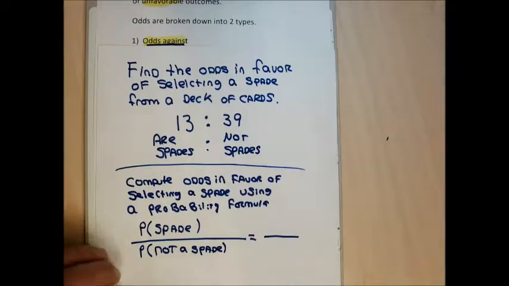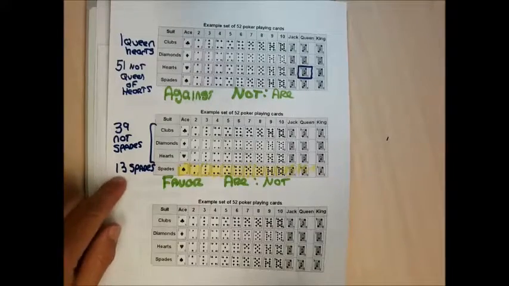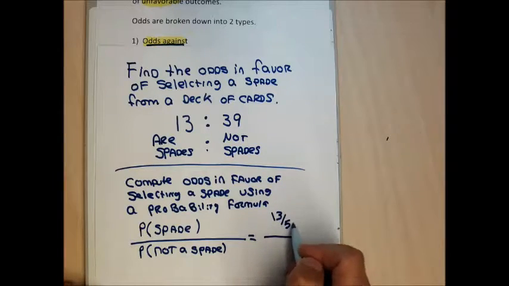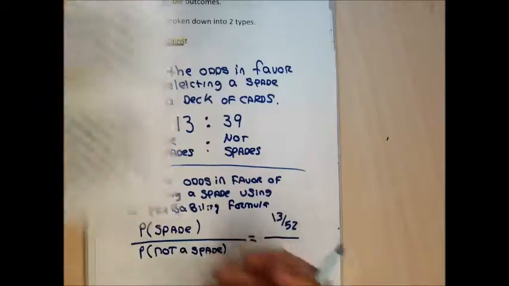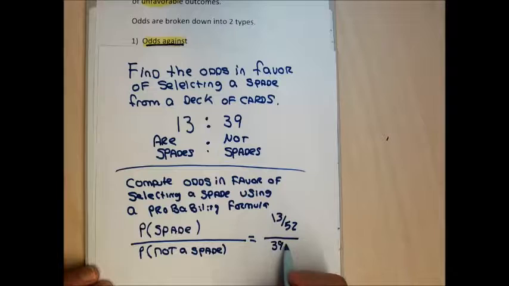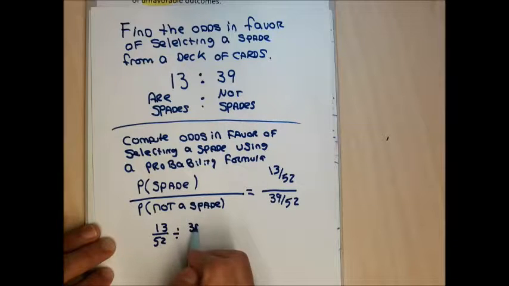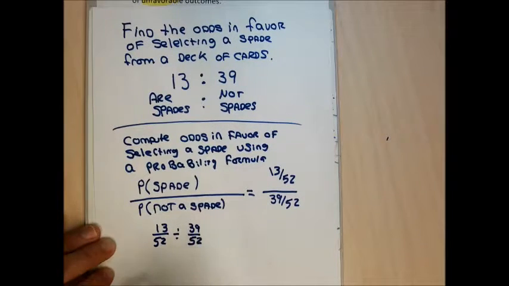I'm going to do this with fractions now. The probability that I select a spade, if I pick one card from a deck of cards, because there's 13 spades of the 52 cards, is going to be 13 over 52. And the probability of selecting not a spade, because there's 39 cards of the 52 that aren't spades, would be 39 over 52. I'm going to do the same thing that I did in the last example. I'm going to rewrite this as 13 over 52 divided by 39 over 52. If it bugs you that I didn't reduce, that's good, because I really would want to reduce, but I'm going to hold off on my reducing for a second here.